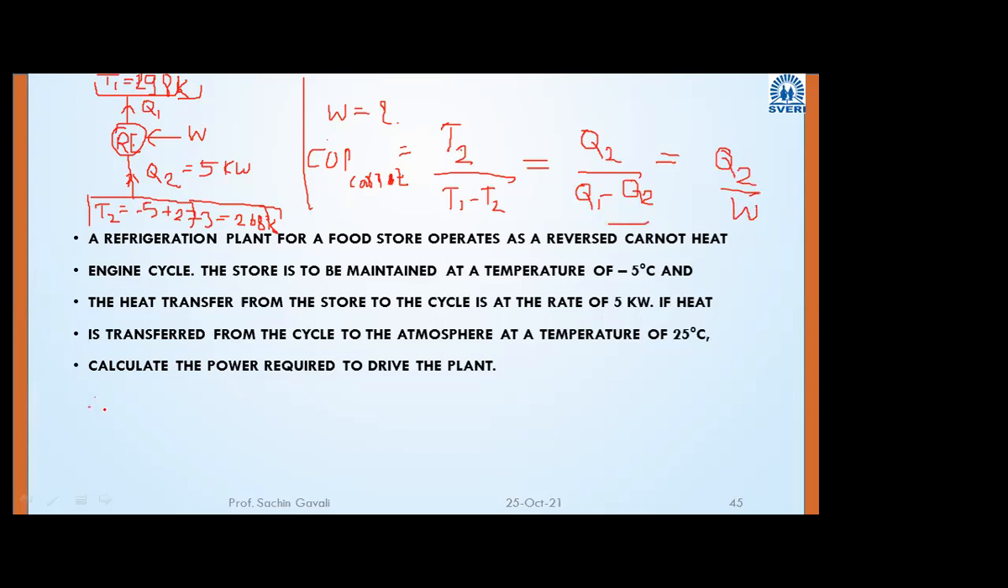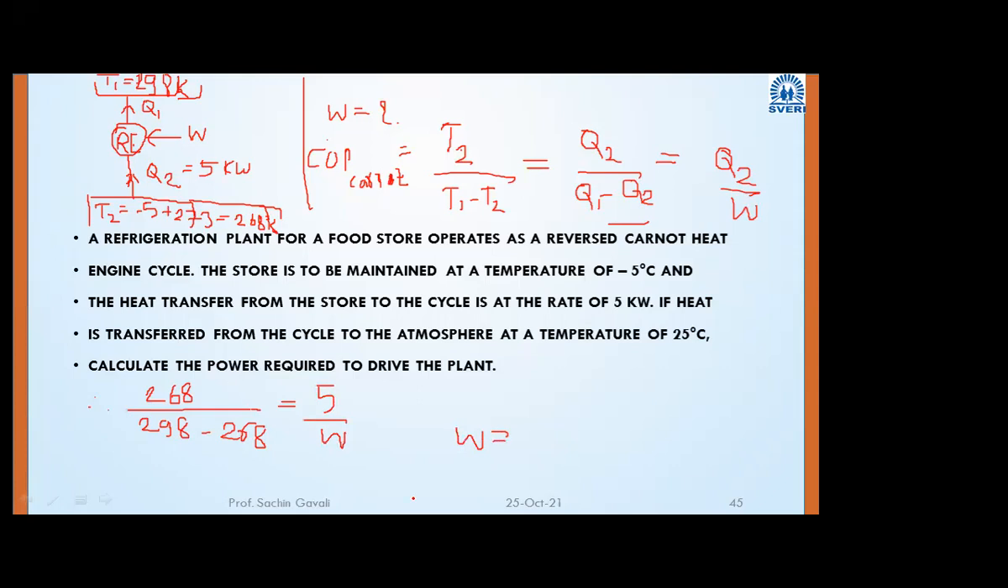And therefore, what is T2? T2 is 268, divided by T1. What is the T1 value? 298 minus 268, and that is equal to Q2 divided by W. Q2 is what? 5, divided by W, and W we are getting in that case. Anybody?